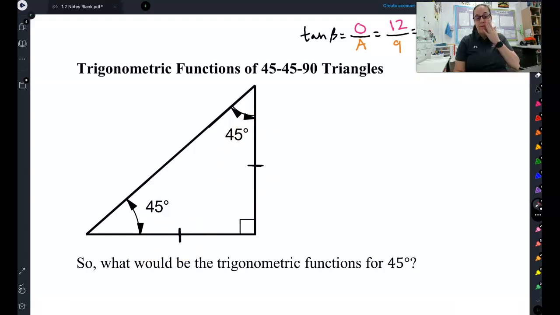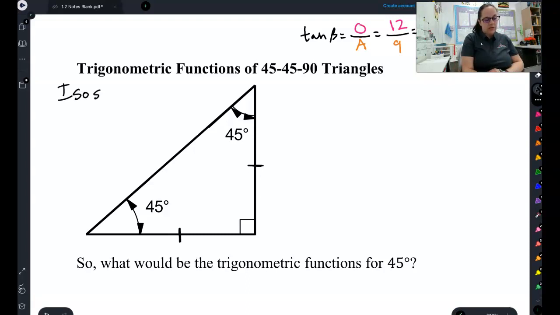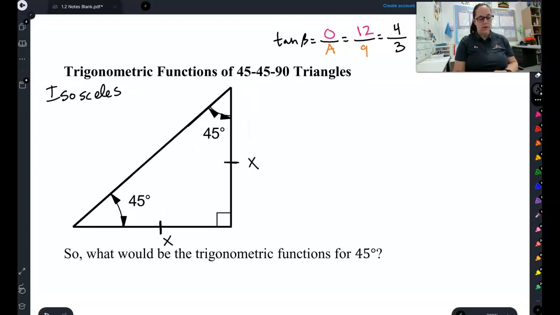But I know that whatever one side is, the other side will be the same because it's a 45, 45, 90. Now we have a special word for this. We call this isosceles. An isosceles triangle is a triangle that has two sides that are the same length. Now, like I said earlier, I don't know what these side lengths are. I just know they're the same. So let's go ahead and just call them both X. That way I don't know what they are, but I do know they're the same length. They're both X long.